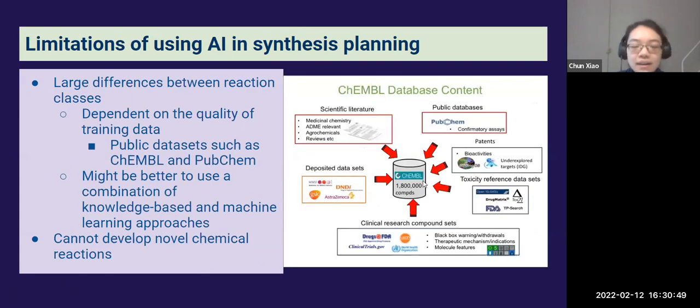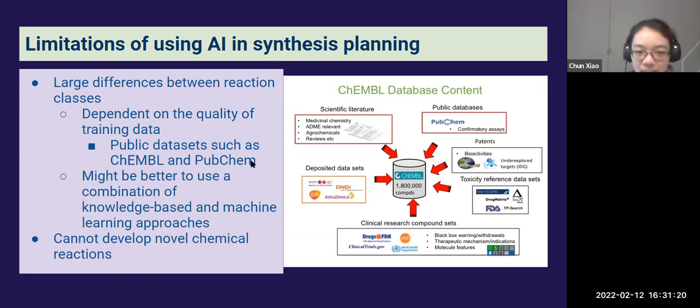Okay. Now let's talk about some of the limitations of using artificial intelligence in synthesis planning. There are large differences between reaction classes, as in the different chemical reaction classes. This is because the quality of your machine learning algorithm is dependent on the quality of training data. And as I mentioned before, there are not too many quality training sets available out there.